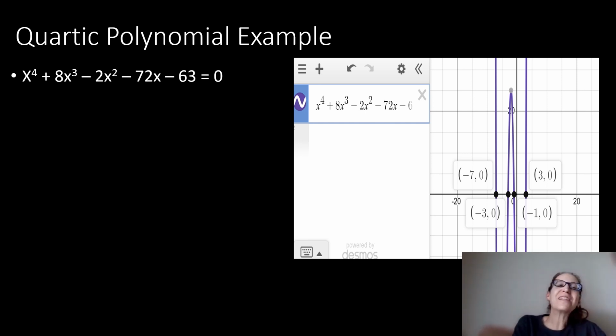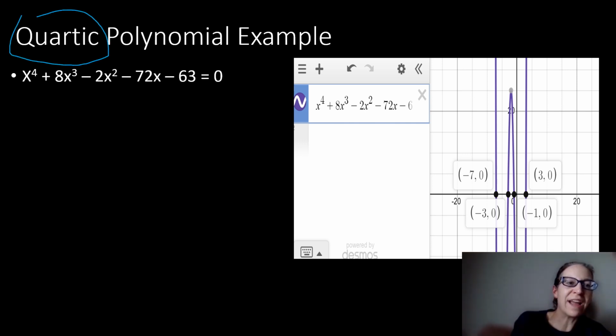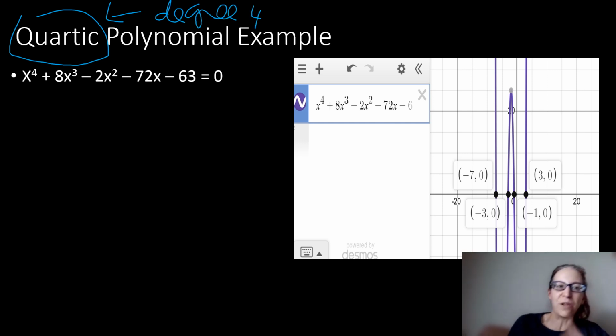All right, so this is an example of what's called a quartic polynomial. Just in case you're wondering where that is coming from, quartic is just another word for degree 4. So the highest power is 4. If the highest power is 5, it's called a quintic, and I almost never use those words. The ones you need to know are linear, quadratic, and cubic.